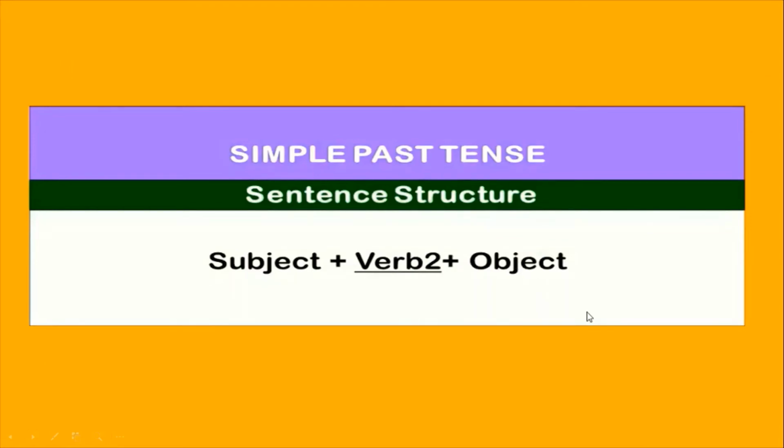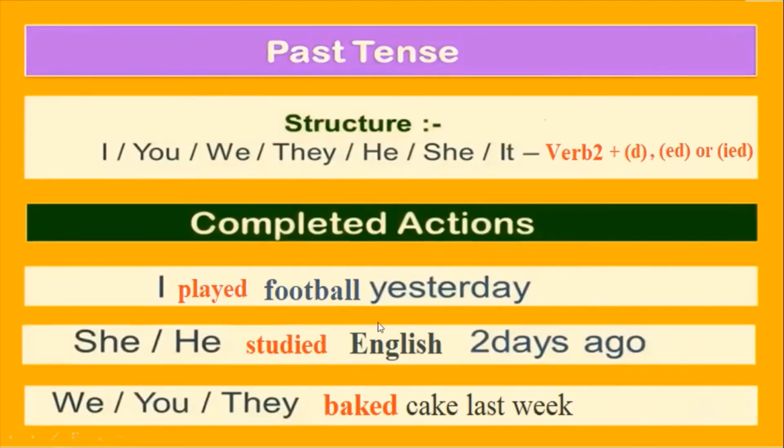Now, the structure of the simple past tense. We have two structures. I will show you them next. Here we have subject plus verb two plus object, and by verb two I mean the past. Here we have the subjects I, you, we, they, he, she, it. If we have any subject, we should write the verb in the past tense with d, ed, or ied if the verb is a regular one.